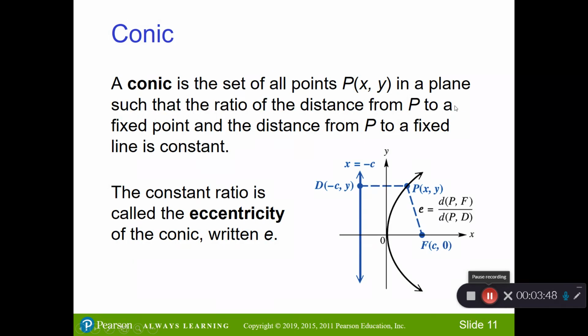Now, the eccentricity for a conic is the ratio of the distance from any point on the curve to the focus divided by the distance from that same point to the directrix. This allows me to define all conic sections in terms of the point, the focus, and the line, the directrix, instead of defining them in terms of the 2 points, the foci, like we did with the ellipse.